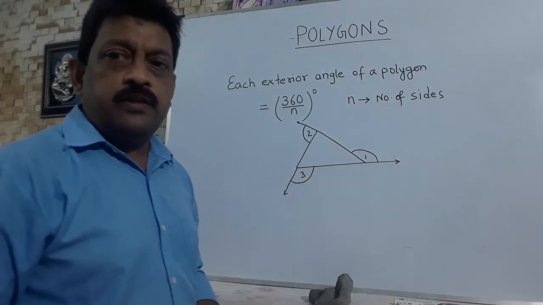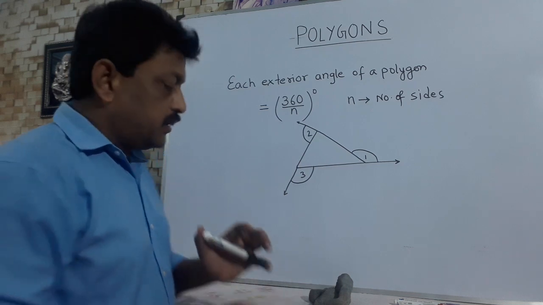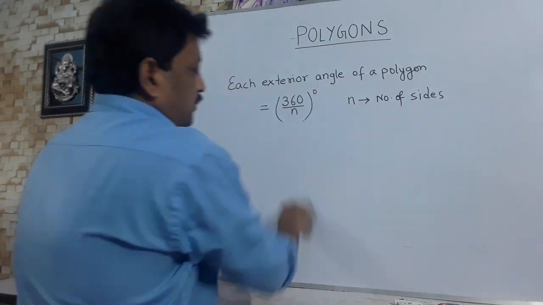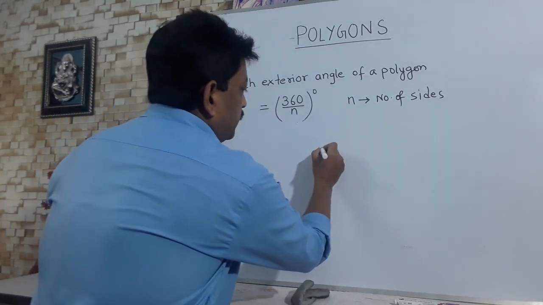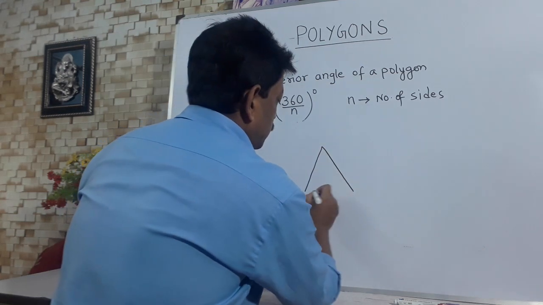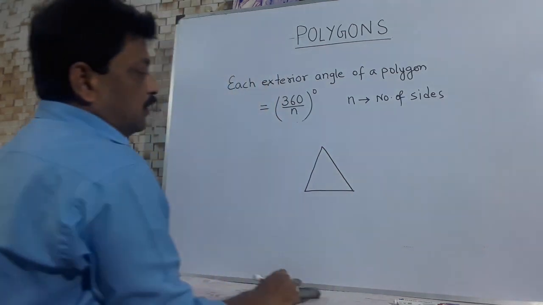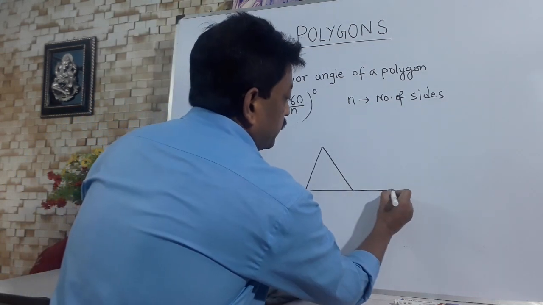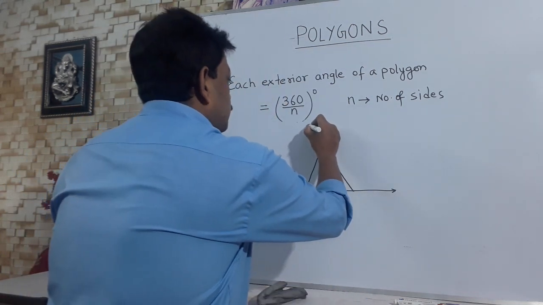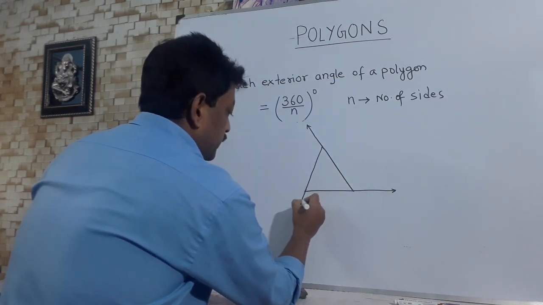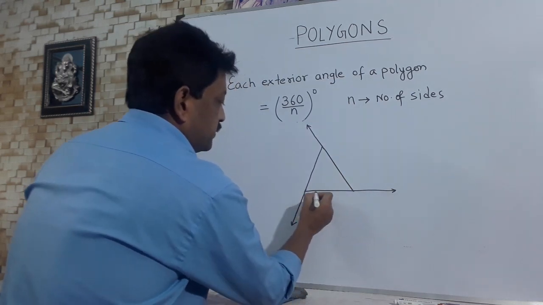But suppose all the angles are equal, that means we have to draw an equilateral triangle. So in that case, the interior angles as well as all the exterior angles are equal. It is more or less an equilateral triangle. So if we add all these angles, here also we will get the sum as 360 degrees.